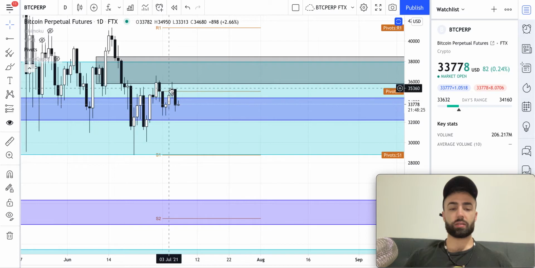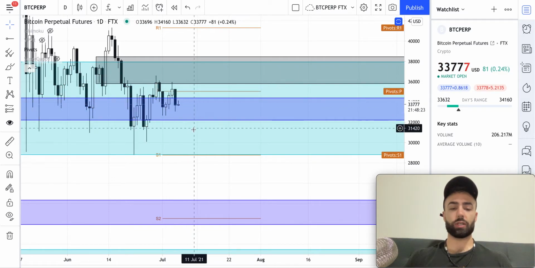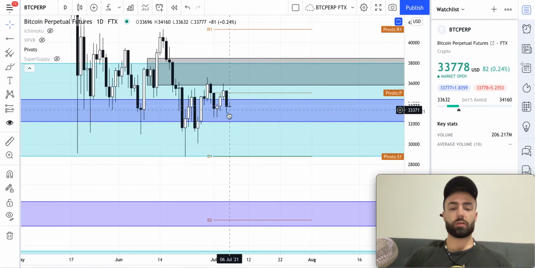The other thing to note is this candlestick does not look bullish in any way, shape, or form. So you can see that it doesn't have almost any upper wick at all.